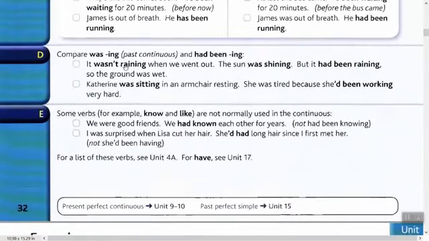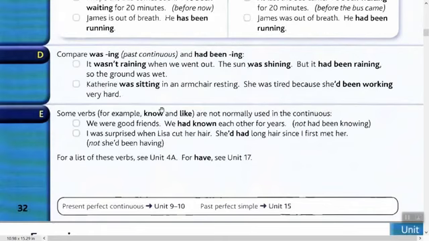Now a comparison between past continuous and present or past perfect continuous. For example, it wasn't raining when we went out. It wasn't raining at this time. And again, past continuous at a specific time. It wasn't raining when we went out. Meaning when we went out, not raining. The sun was shining, but it had been raining, so the ground was wet. It had been raining. It was raining before.